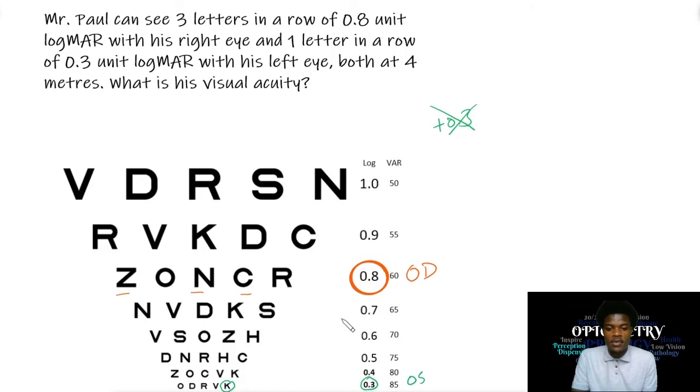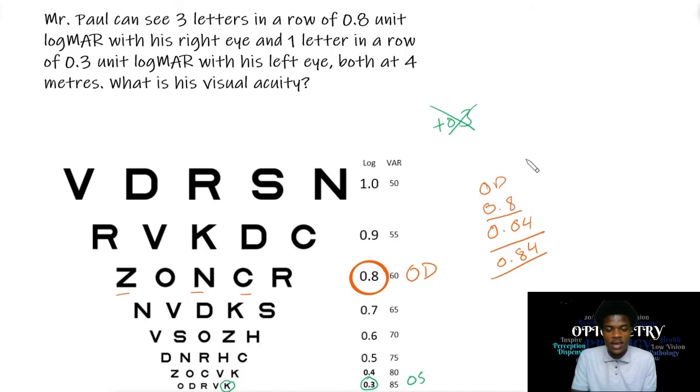Let's look at the right eye. What is his visual acuity in his right eye? 0.8. This is the unit LogMAR. He misses 2, so that'll be 0.04, because it's 2 sets of 0.02, and we would have here now 0.84 as his LogMAR for his right eye.